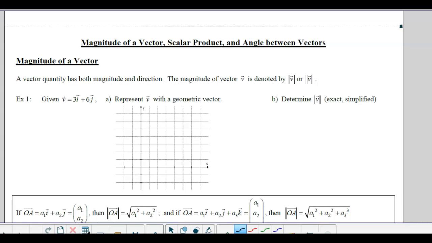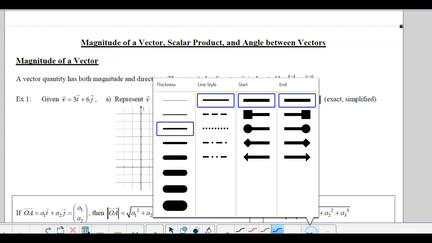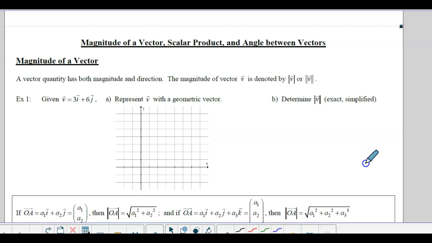Okay, so let's look at the magnitude of a vector. First, just a reminder that a vector has magnitude and direction. So when you graph it, that will show the direction.